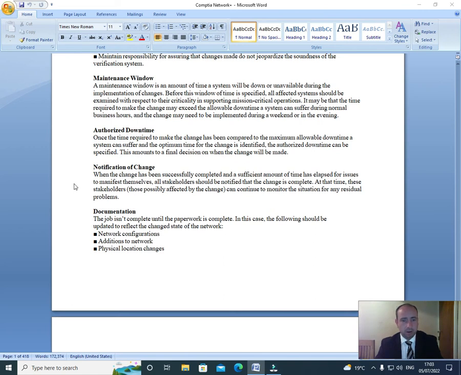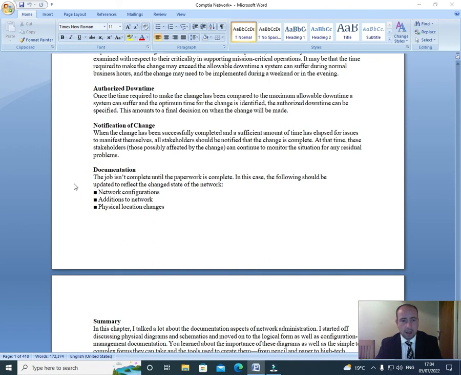Authorized downtime. Once the time required to make the change has been compared to the maximum allowable downtime a system can suffer and the optimum time for the change is identified, the authorized downtime can be specified. This amounts to a final decision on when the change will be made.